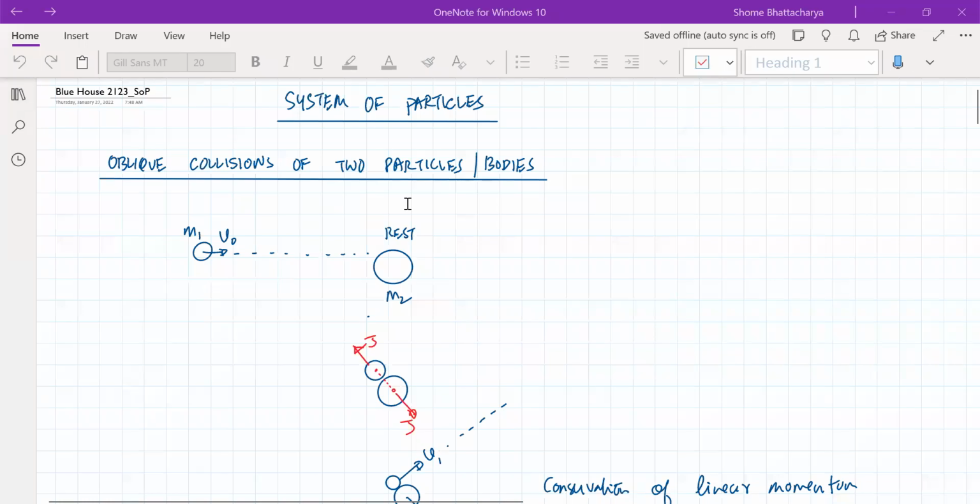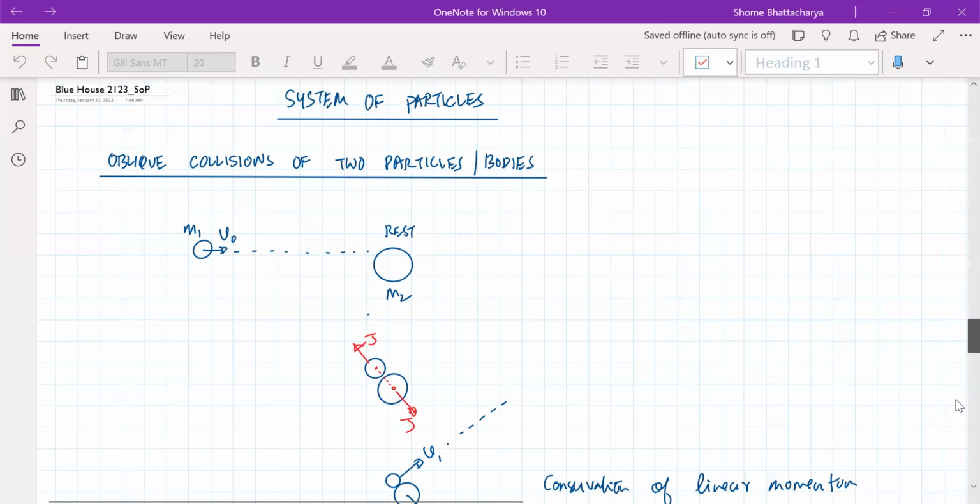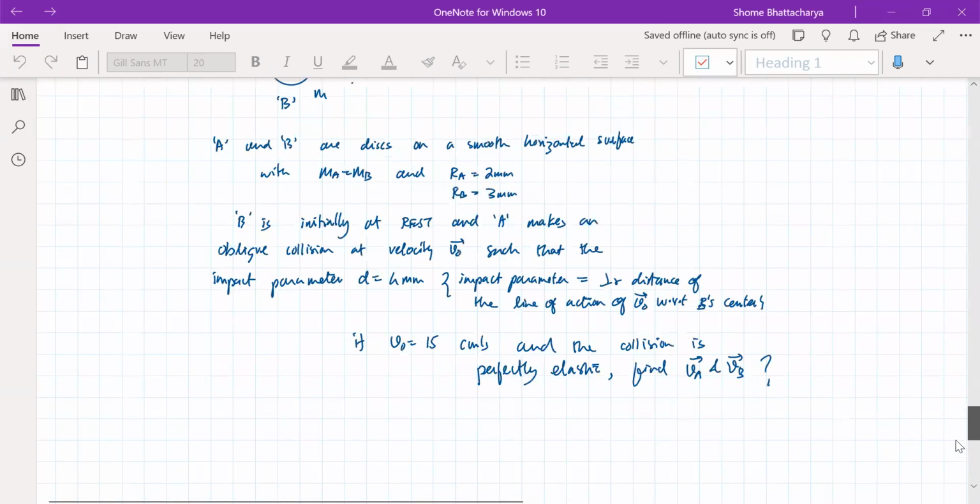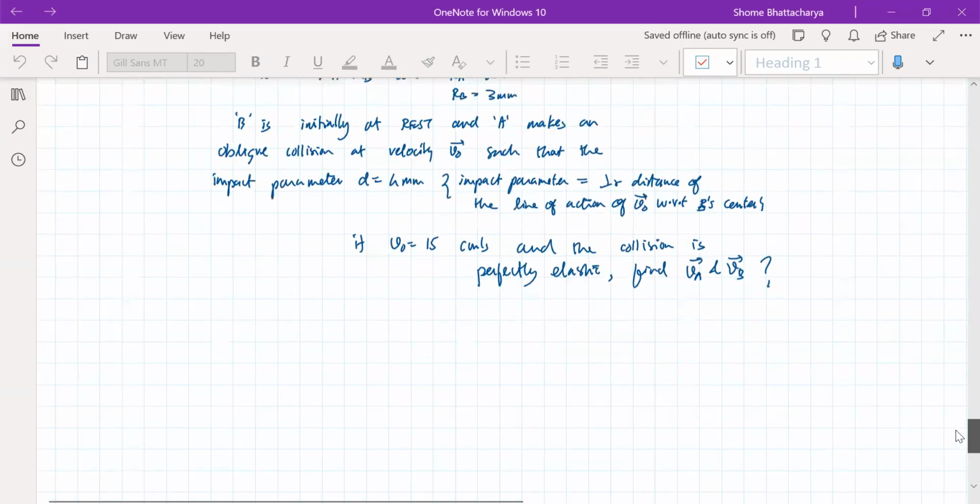What is the angle of impact? Sir, the angle of impact with the center line of V naught was 53 degrees. Yes, very good. So it will be basically sine inverse of the impact parameter divided by the sum of the radii. Yes, sir. That is the concept we have to use here.